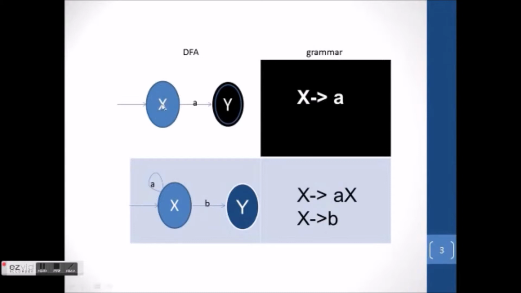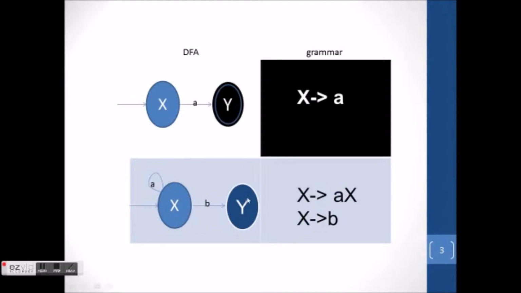So in grammar we represent the state by a variable or a non-terminal alphabet, and the symbol over which the transition is taking place is a terminal alphabet in grammar. So the only word that is satisfying the language defined by this DFA and the grammar is A, that is X tends to A. So this is a variable, and this is a terminal alphabet.